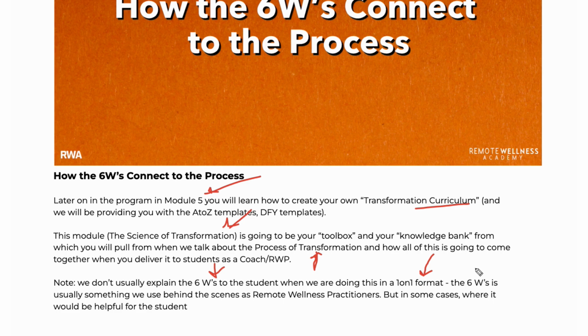So usually the 6 W's is something that we use behind the scenes as remote wellness coaches and remote wellness practitioners, right? So that way we're designing the programs using the 6 W's, as you're going to notice throughout this module, right? But in some instances where it might be helpful for students, we might use the 6 W's and explain it to them. Or if we're doing the hybrid model, we might use the 6 W's as a visual cue for them as well, okay?